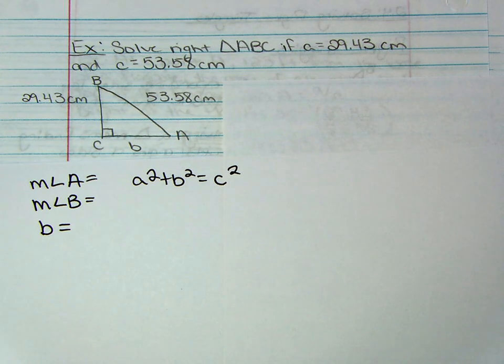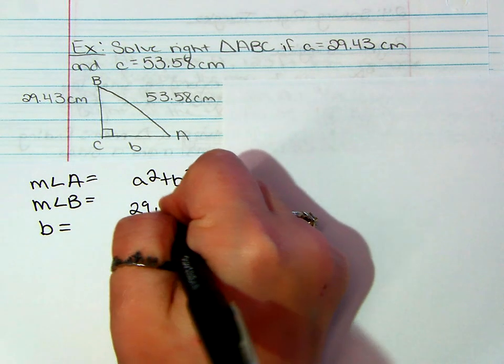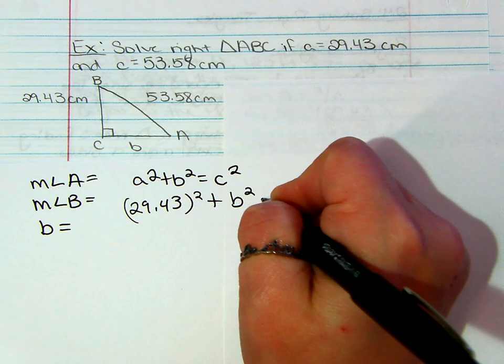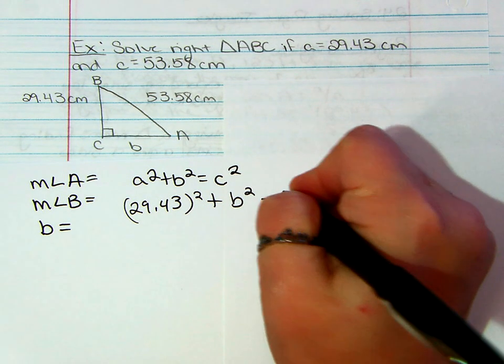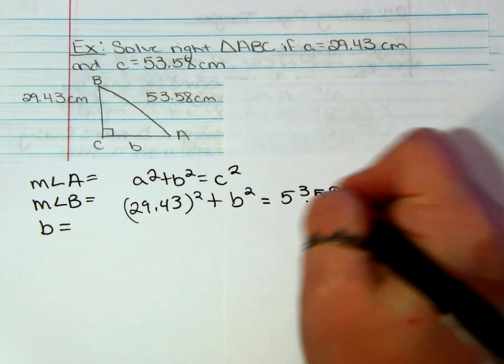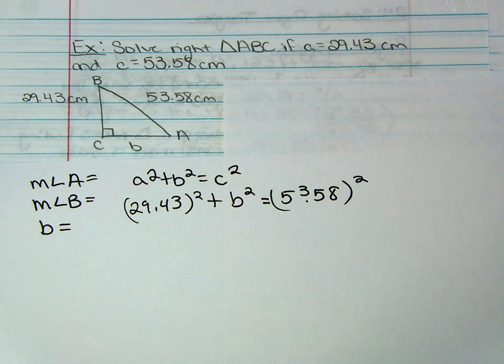right triangles. So if side A is 29.43, we can square that, add that to b squared, which we don't know, and then that equals c squared, which is 53.58. Sorry, that looks weird. Time for some of those fancy calculators. Because I don't want to do 53.58 times 53.58 on paper, that's for sure.